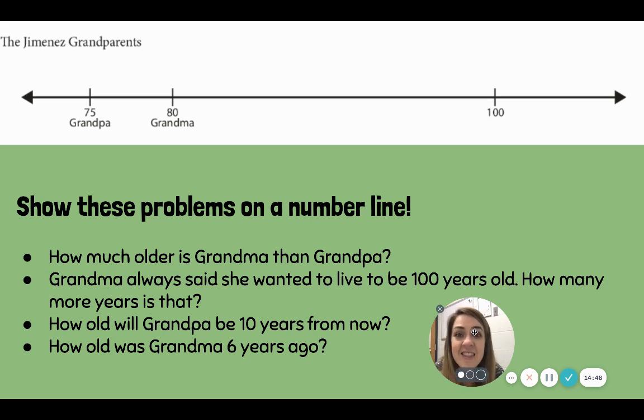All right. And then other question is, how old was Grandma 6 years ago? That sounds tricky. That sounds like you might need to go backwards. So how could you use hops of 5 or 1 to show hops backwards of how old Grandma used to be 6 years ago? Do your best. We will talk about this more. This is just to get your brain started.